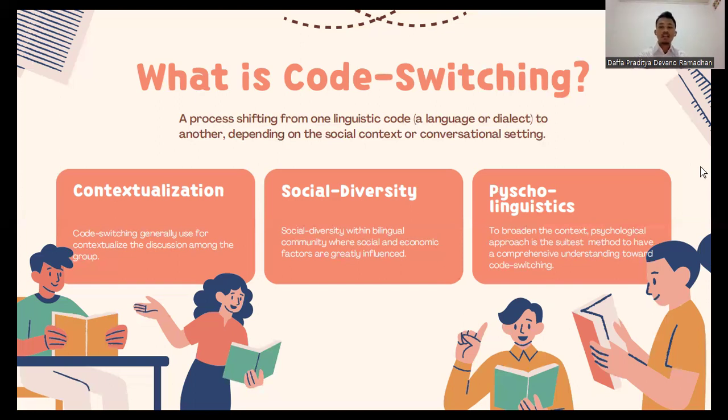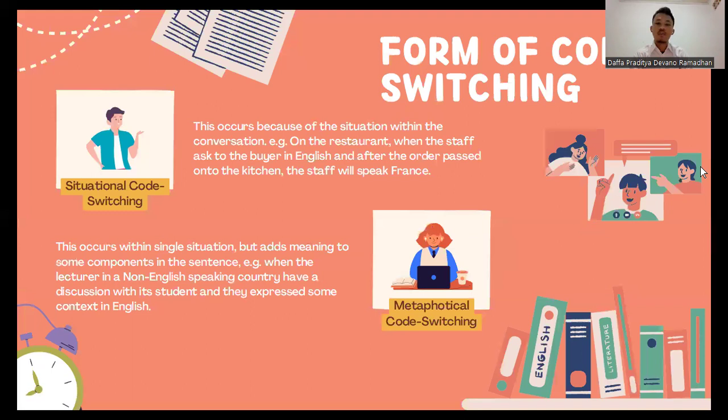All right, so the next slide is forms of code switching. There are two forms, or two types, of code switching. The first is situational code switching, and the second one is metaphorical code switching. So what is situational code switching? This occurs because of the situations within the conversation.